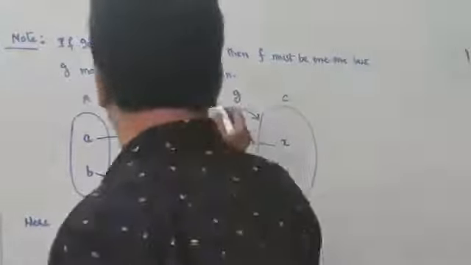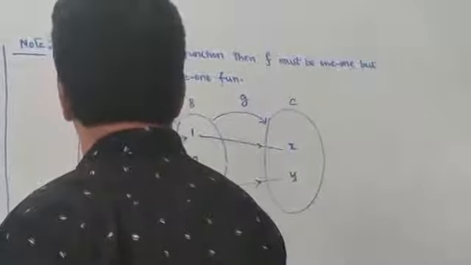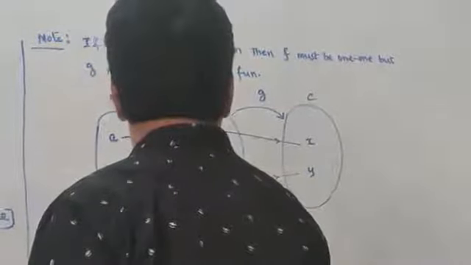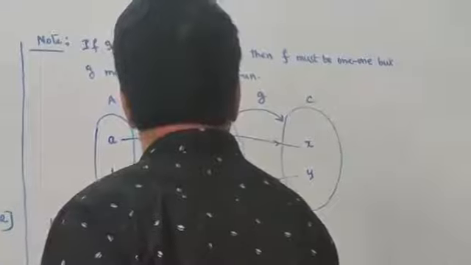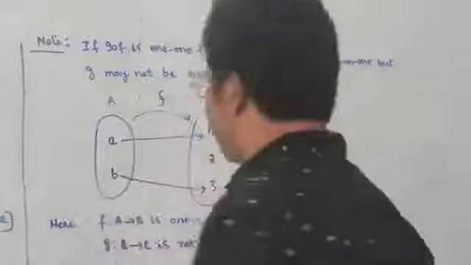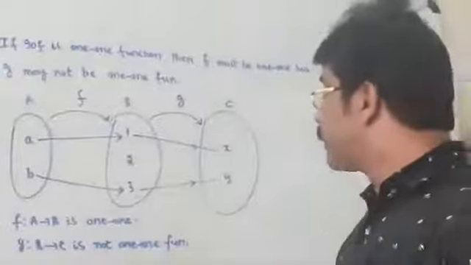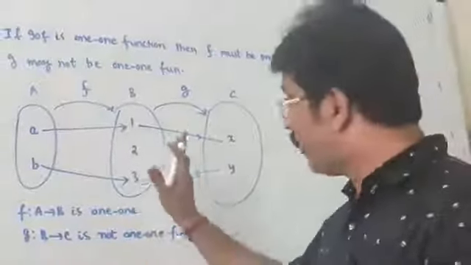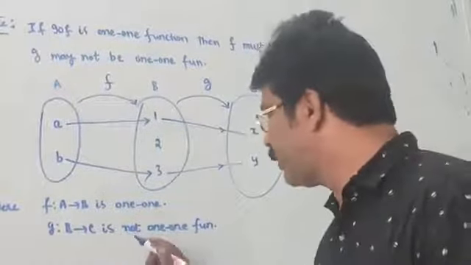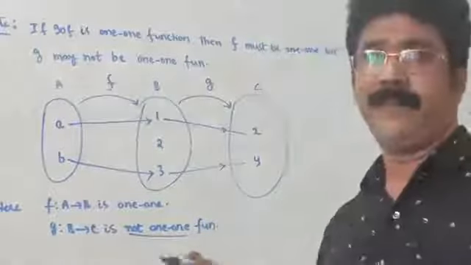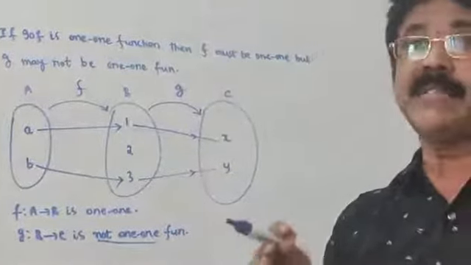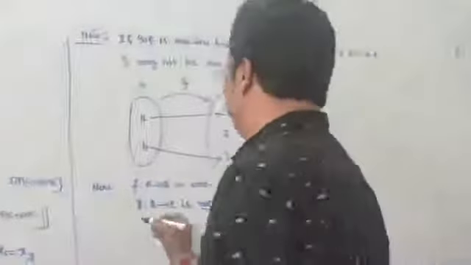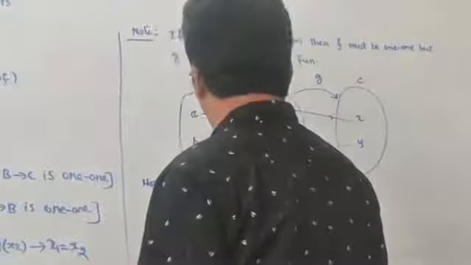Here G from B to C is not one-one function. Of course, it is not a function. Not only not one-one, it is not a function. I just wrote not one-one function, because we are talking about whether G is one-one function or not. Okay. Next, what about G circle F?